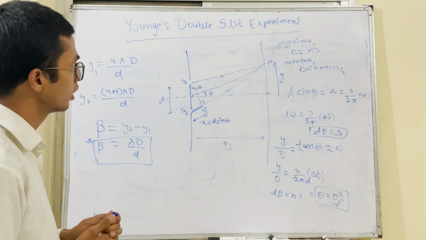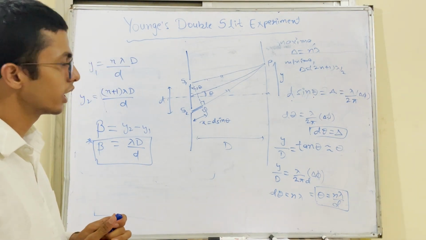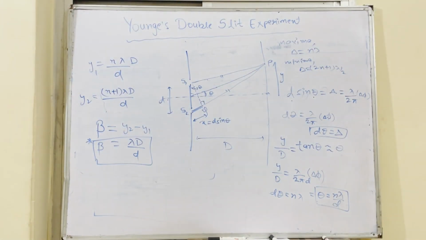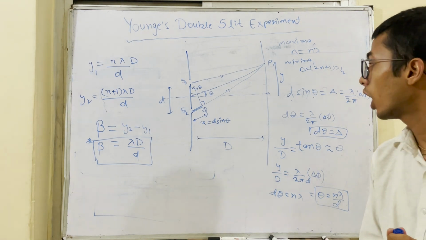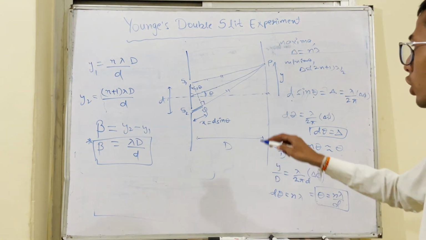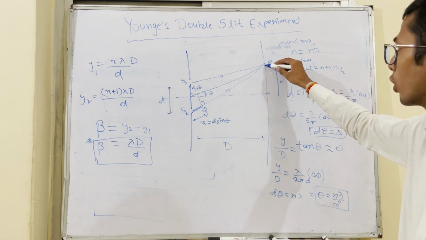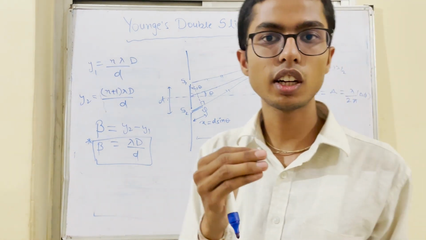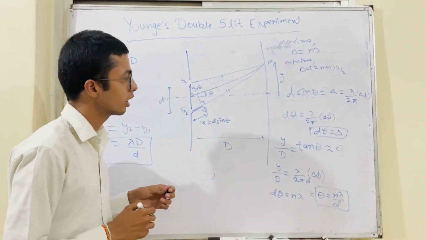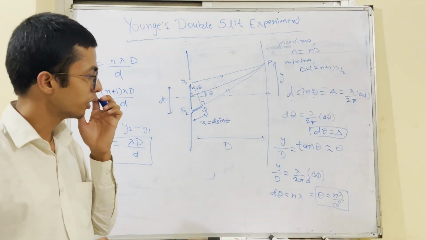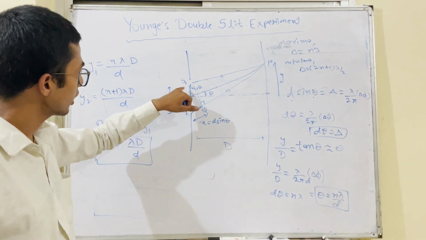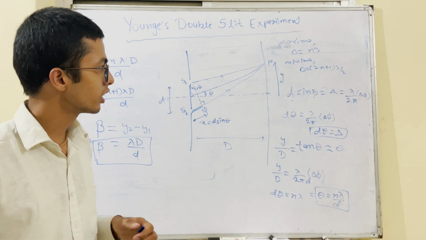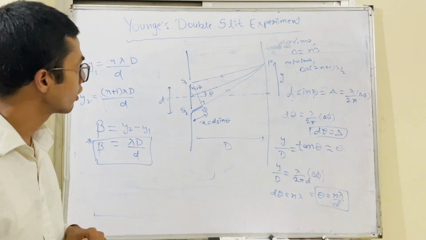Okay, so this is Young's double slit experiment. And this we have seen till now: how to find the distance of dark fringes or bright fringes from the central maxima, and how to find out the fringe width. Okay, and what else do we see?